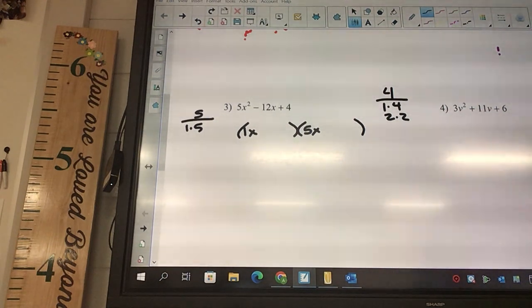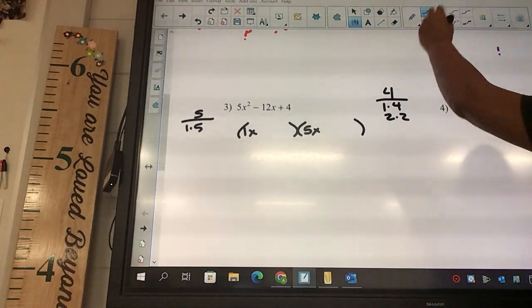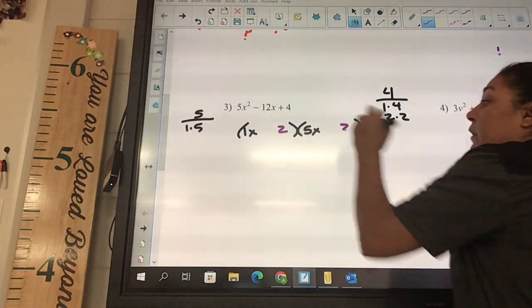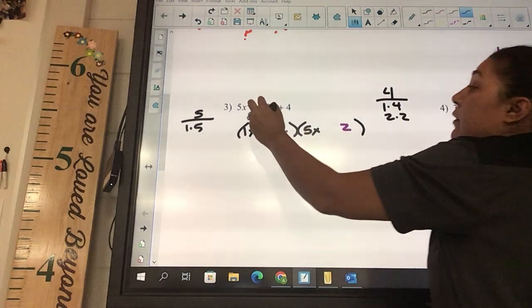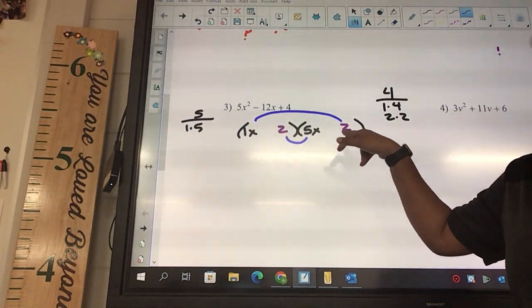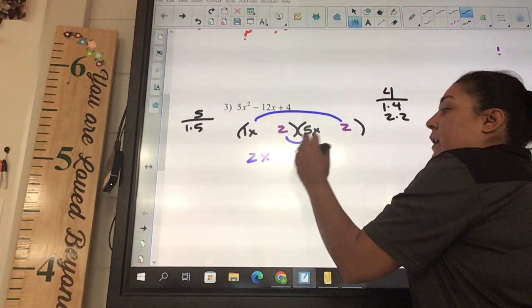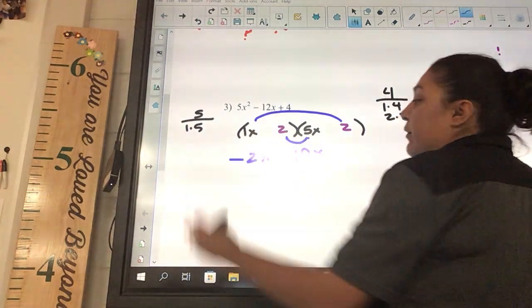Now it's a matter of picking. What would you like to guess? What do you guys want to try? 2 and 2? Okay, and again, this guess and check, I don't know any better than you do. Okay, so we're going to say 2 and 2. Okay, now, rather than doing all of it, we're going to just do the outer and the inner. Okay, so 1 times 2, 2x. 2 times 5, 10x. Would a 2 and a 10 ever give me a 12? How? I need a negative 12. They both got to be negative. Okay, now, look at me.